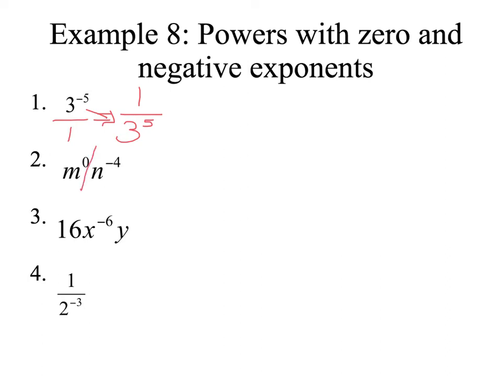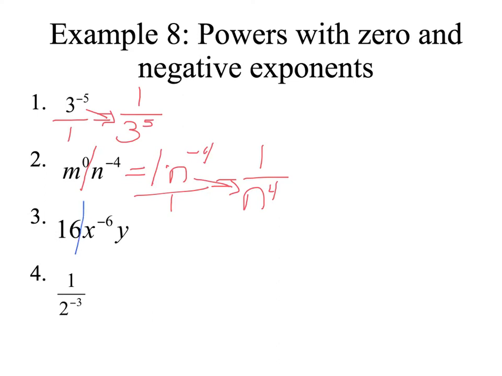Second problem, I have two pieces. I have an m to the 0 power and I have an n to the negative 4th. Always start with anything with a 0 exponent first. m to the 0 power is 1 times n to the negative 4th. Again, I'm going to make it a fraction. The n to the negative 4th tells me that it wants to go down into the denominator, becoming positive. And I put a 1 in my numerator. So my answer becomes 1 over n to the 4th.